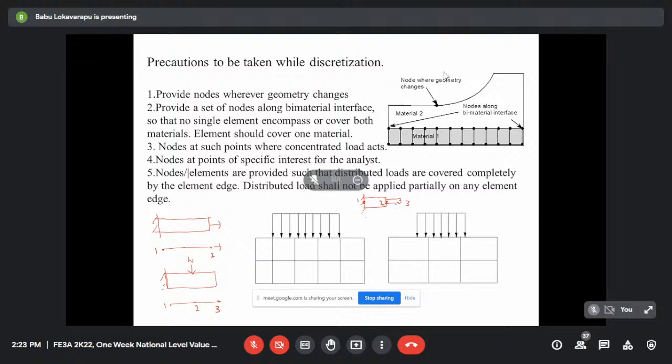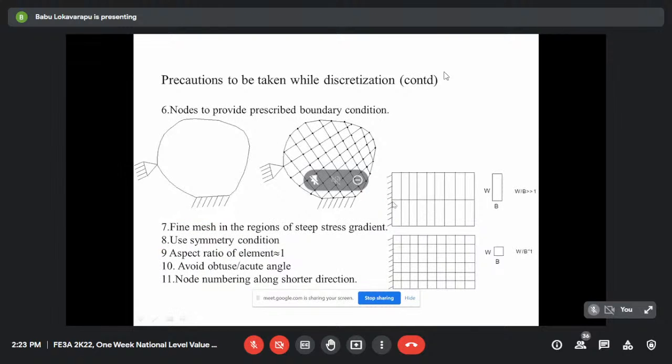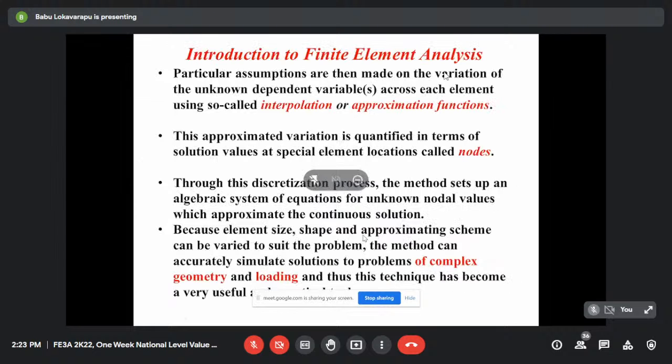So like that, there are certain guidelines. You should take care when you are giving them. And also, wherever there is a boundary, you must give a node. Let us say this is a boundary, there should be a node defined here. You should define the nodes across this boundary. So these are important things you need to remember when you are giving node numbers, and you need to give nodes wherever necessary as per these guidelines.